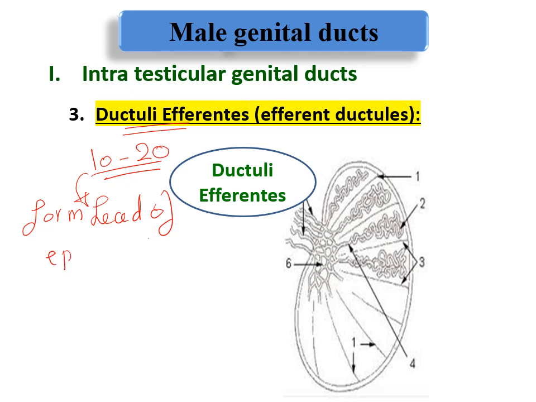They form the head of the epididymis. They are lined by simple columnar ciliated epithelium. The cilia in this part, the ductuli efferens, are motile cilia. They help the movement of the sperms and the fluid passing in this area.